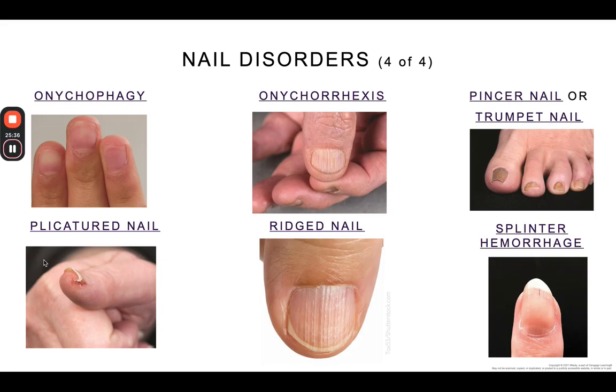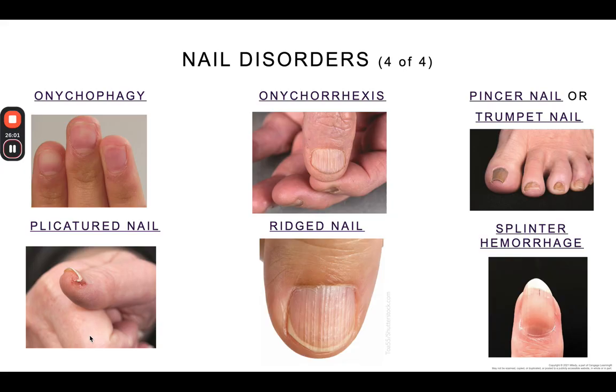The bottom left is what we call a plicature nail, and it's also known as a folded nail. So I will add that to my notes. A plicature or folded nail is a highly curved nail plate, often caused by injury to the matrix, which may be inherited. Plicature nails often lead to ingrown nails.